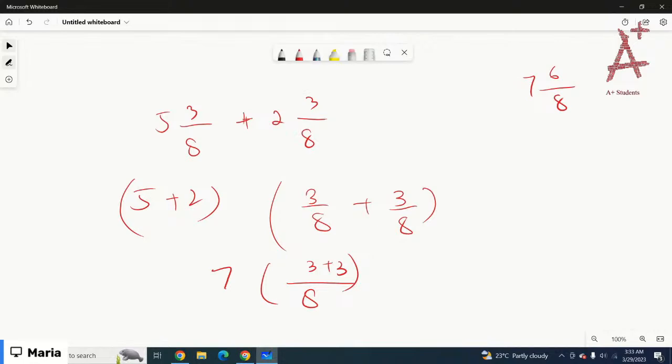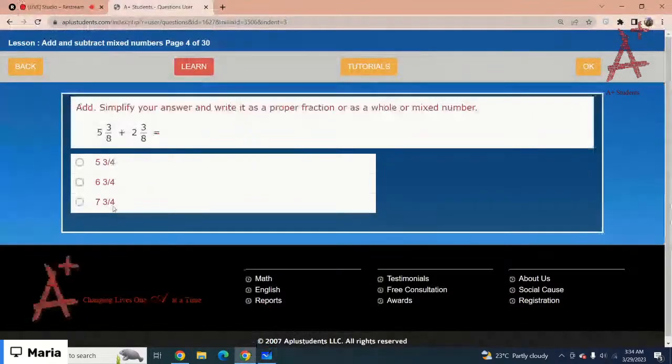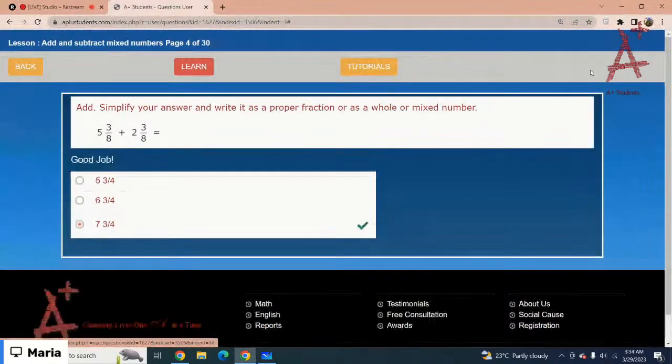Also, we have a common factor, yes, very good. That would be 7 whole 3 by 4. Got it? It would be 7 whole 3 by 4. The correct option is 7 whole 3 over 4.